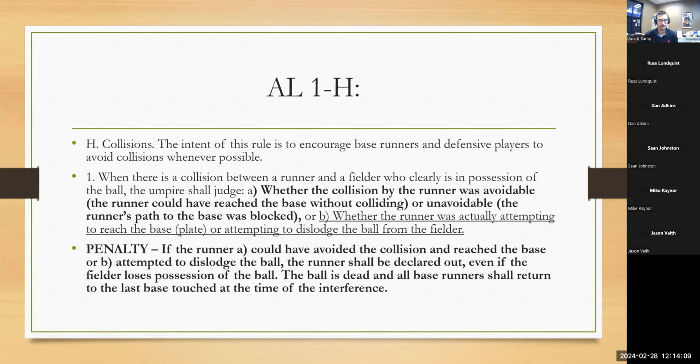So there's two different parts of the American Legion collision rule. One where we have the avoidable versus unavoidable contact, and then we also have attempting to reach the base and attempting to dislodge the ball. In the first situation with avoidable and unavoidable, actually in either situation, the ball is dead and all runners shall return to the base that they had last touched at the time of the collision. A couple approved rulings from the American Legion rulebook.